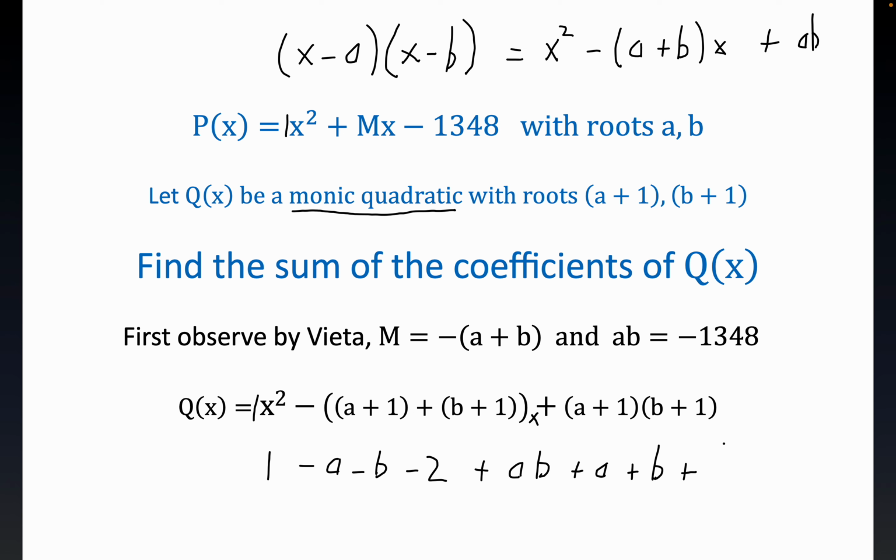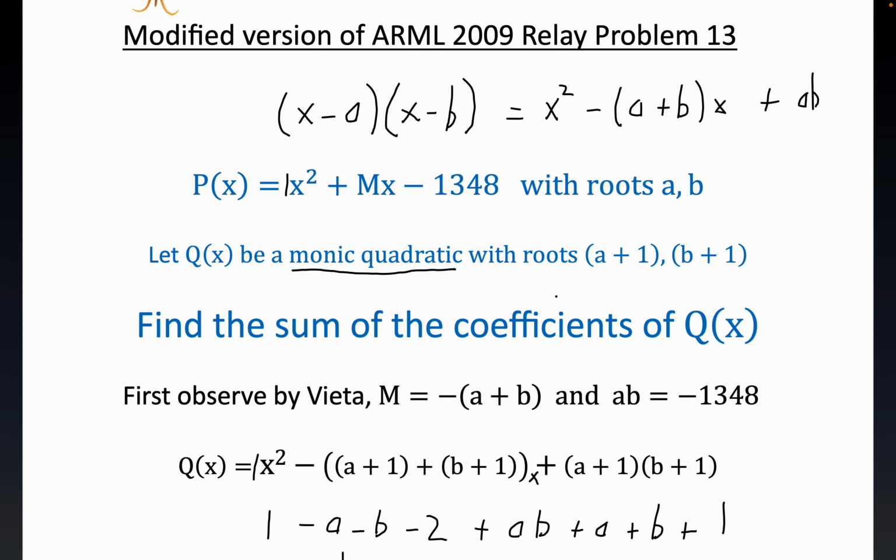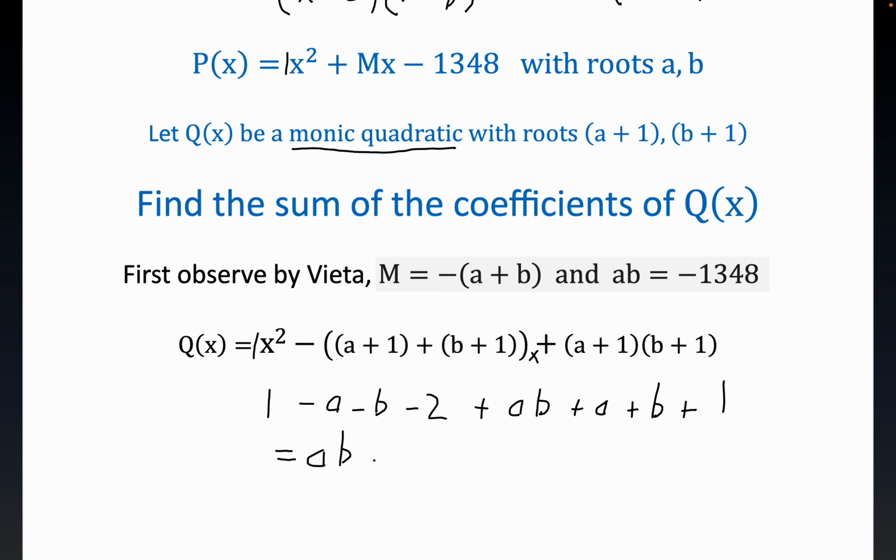But look what happened. We have 1 plus 1 from here and here, the minus 2, and also the a's and b's cancel out. So notice that this is just equal to ab. Mass cancellation, all that survives is the cross term ab. But recall from the very beginning, ab is just equal to minus 1348, all right? So the sum of the coefficients is the constant term of the first polynomial, which is kind of interesting. It's not surprising once you see the algebra, but you wouldn't anticipate that a priori. All right, so that's the answer to the question.